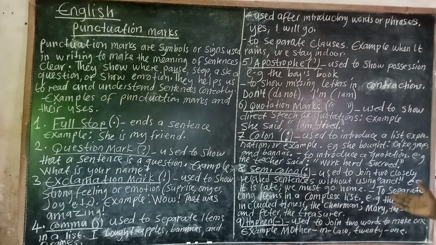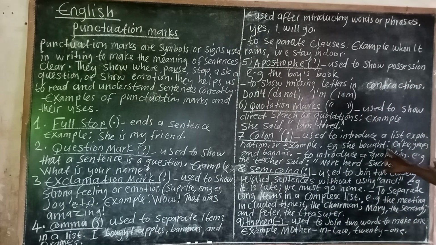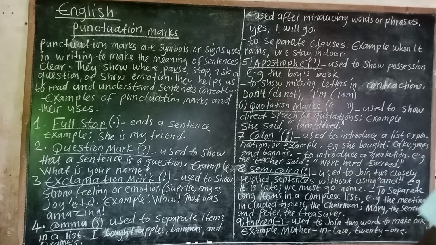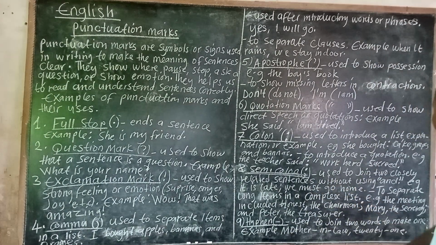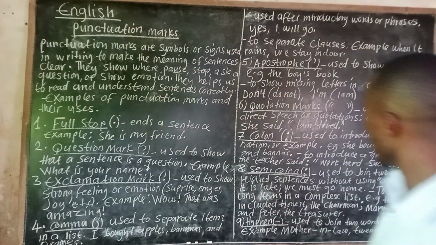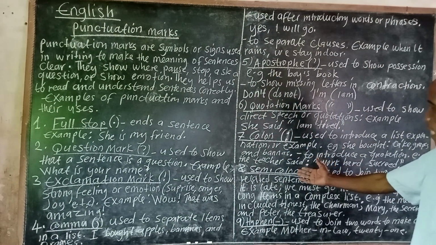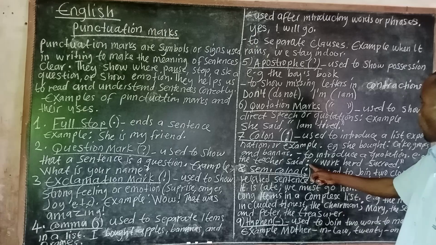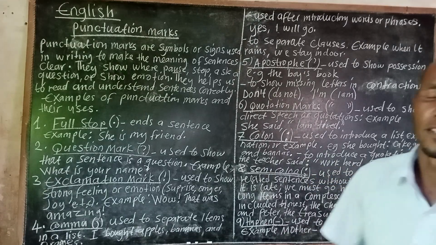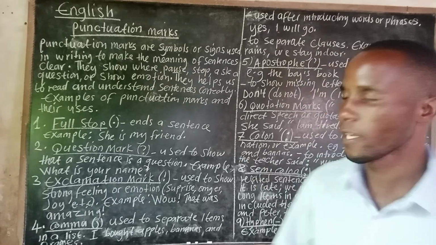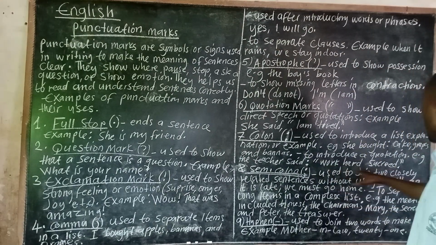E.g., she bought. Okay, so we are about to introduce. She bought what? So before mentioning or listing, you have to put a full colon. Cake, grapes, and bananas. It is also used to introduce a quotation. E.g., the teacher said, you put a full colon, then "work hard, succeed." So that part has to be in inverted commas, like the way we have written.